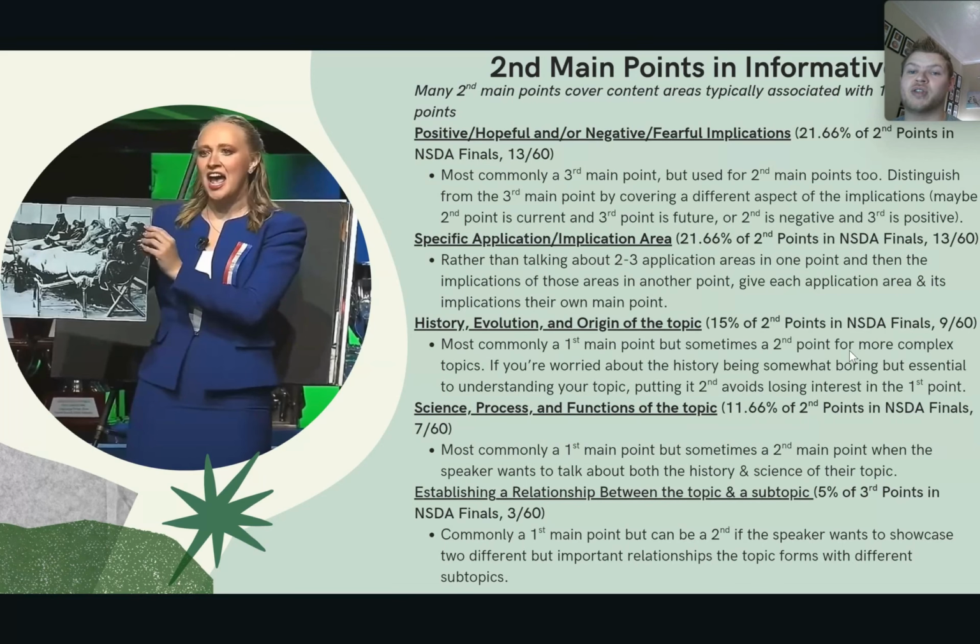But you distinguish it from the third point by covering a different aspect of the implications. So maybe second is current implications and third is future implications, or second is negative consequences and third is positive consequences. You also have the science and the history, which again are most commonly first main points, but sometimes are second main points. The science is in about 13 out of 60, and the history is in about 15% or 9 out of 60. But you want to make sure that you avoid losing the audience's interest. There's usually more application to where do we see this now or where do we see this in the real world when science and history are used as a second main point instead of a first main point.